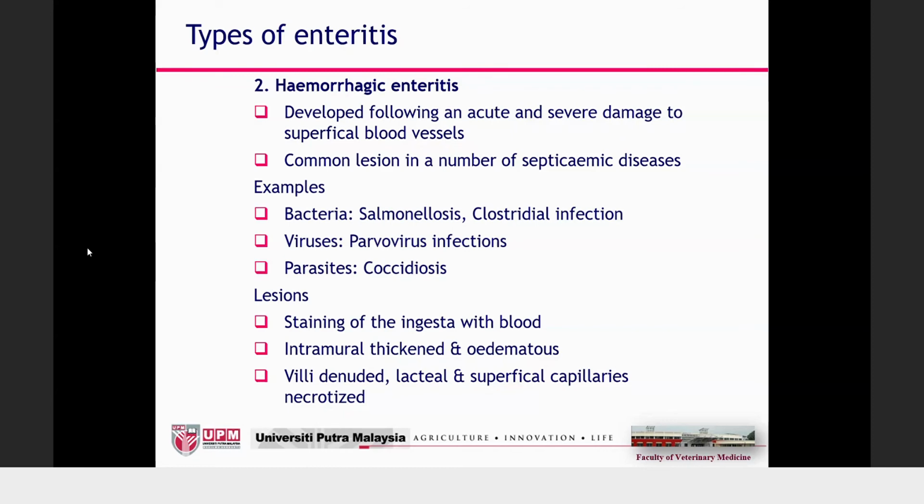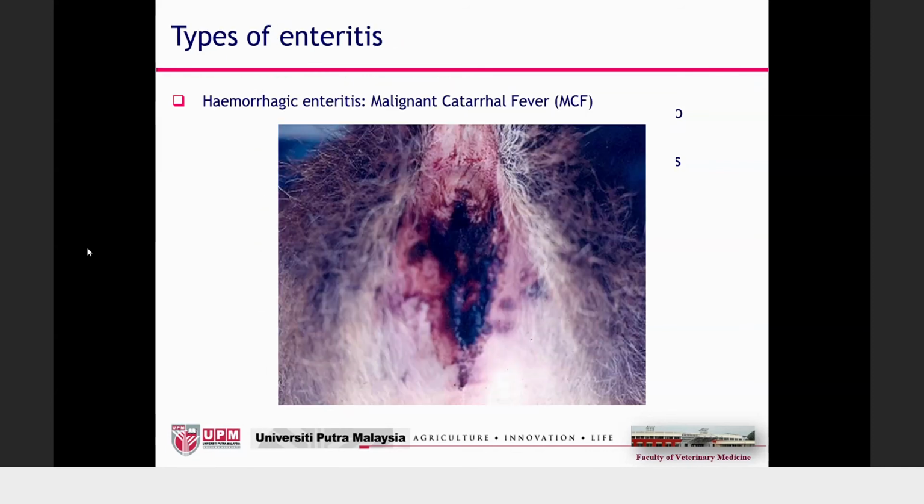At the same time, there is intramural thickening and edema. And when you do histology, perhaps you might see the villi undergo atrophy, and lateral and superficial capillaries become necrotized. That might be observed as a histological lesion. This is an example of hemorrhagic enteritis.